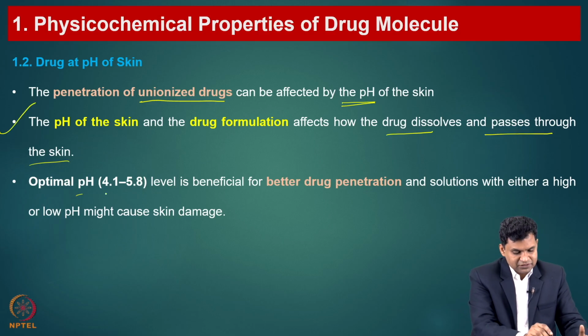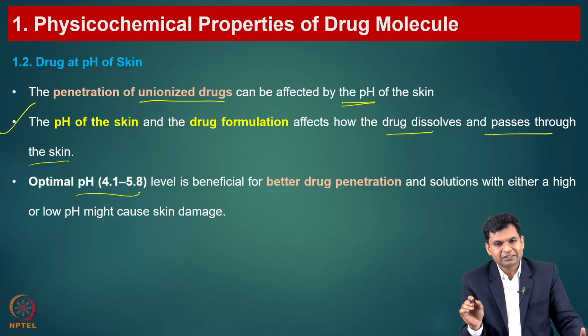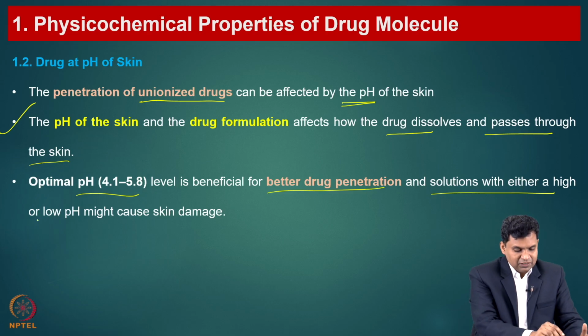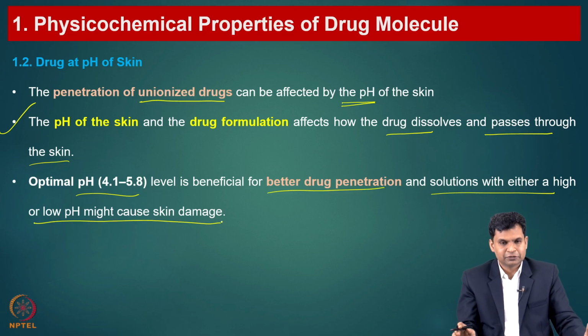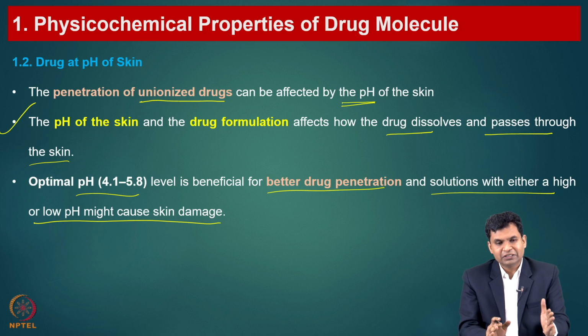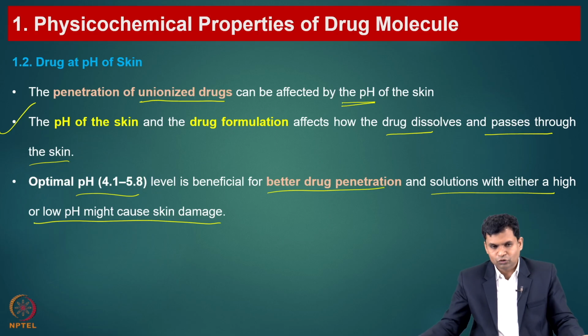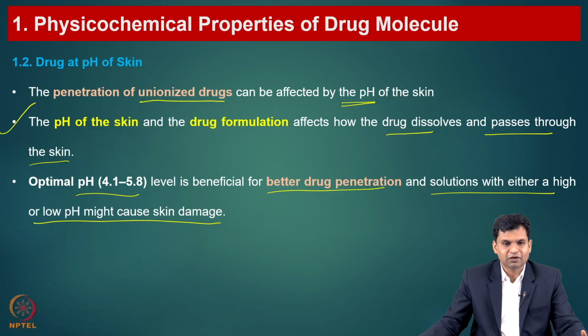Then the optimal pH, that is 4.1 to 5.8, is beneficial for better drug permeation. So, a solution with either high or low pH might cause skin irritation. So, to maintain this, we need to bring our formulation into the range of 4.1 to 5.8. So, the overall pH of your formulation, whether it is any type of dosage form, needs to be adjusted to 4.1 to 5.8, which will avoid all types of irritation and damage to the skin.